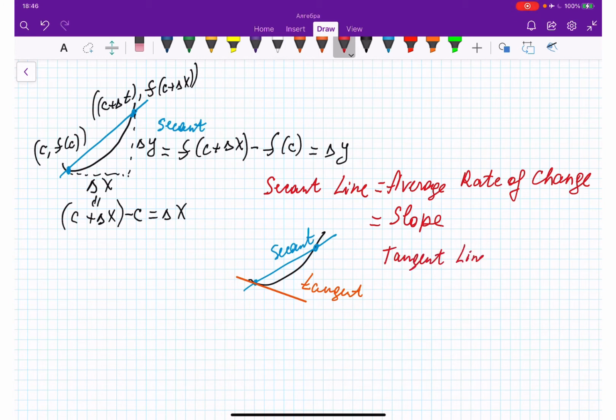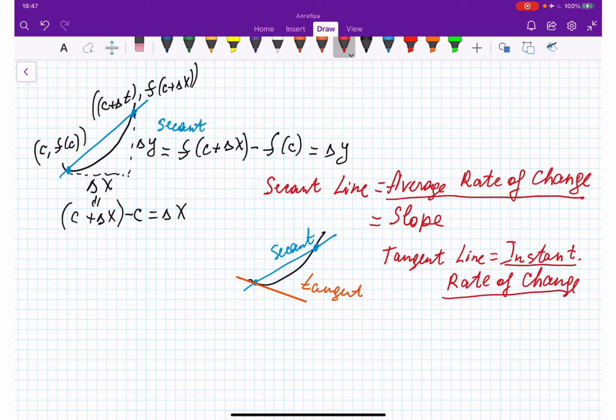Tangent line equals instantaneous rate of change. Just so you see the difference: average rate of change, instantaneous rate of change, okay? And it's also equal to the derivative, right? I already spoke about this. The instantaneous rate of change is a derivative, and it is a limit of the average rate of change, right?